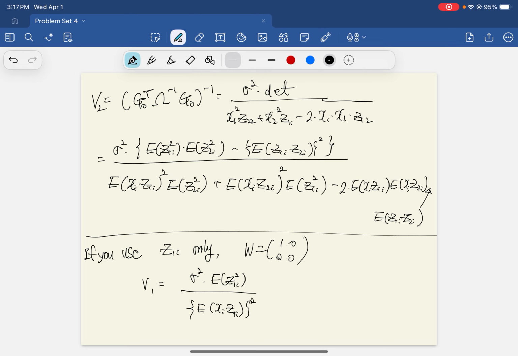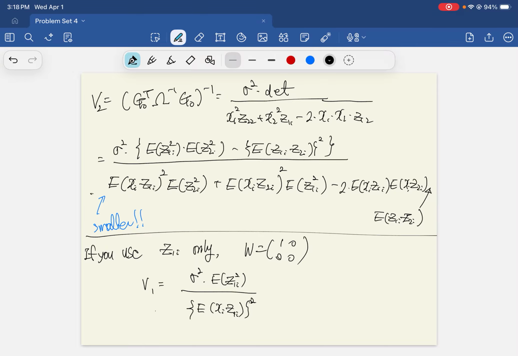We have to compare now. I'd like to compare which is better. I expect the two-instrument variance should be smaller, right? If you use two instrumental variables, then your estimator should be better. So the more complicated variance using two instrumental variables must be smaller. I'm going to prove that.